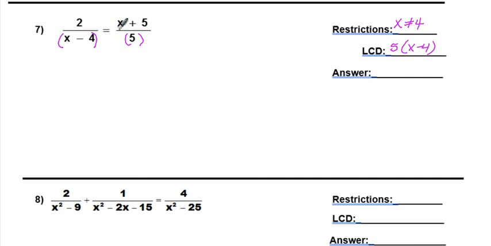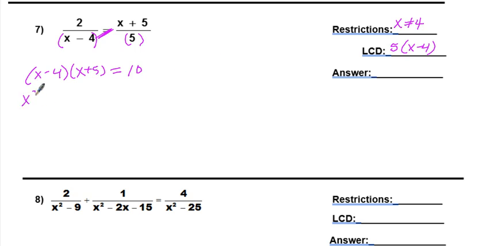Please remember, this is only a possibility if you have one fraction equal to one fraction. Down here, that's not an option. We have fraction plus fraction equals fraction. But when you have one fraction equal to one fraction, you're allowed to cross multiply. So I have x minus 4 times x plus 5, that's this cross, equals 2 times 5, which is 10.